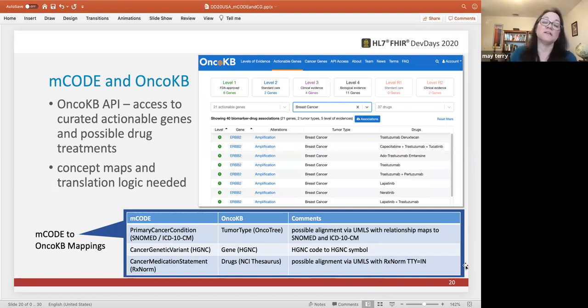there's a match. Or if you just took primary cancer condition and the gene, you could potentially run it back and say, here are the potential drugs that you have that might be suitable for the mutation that you have.